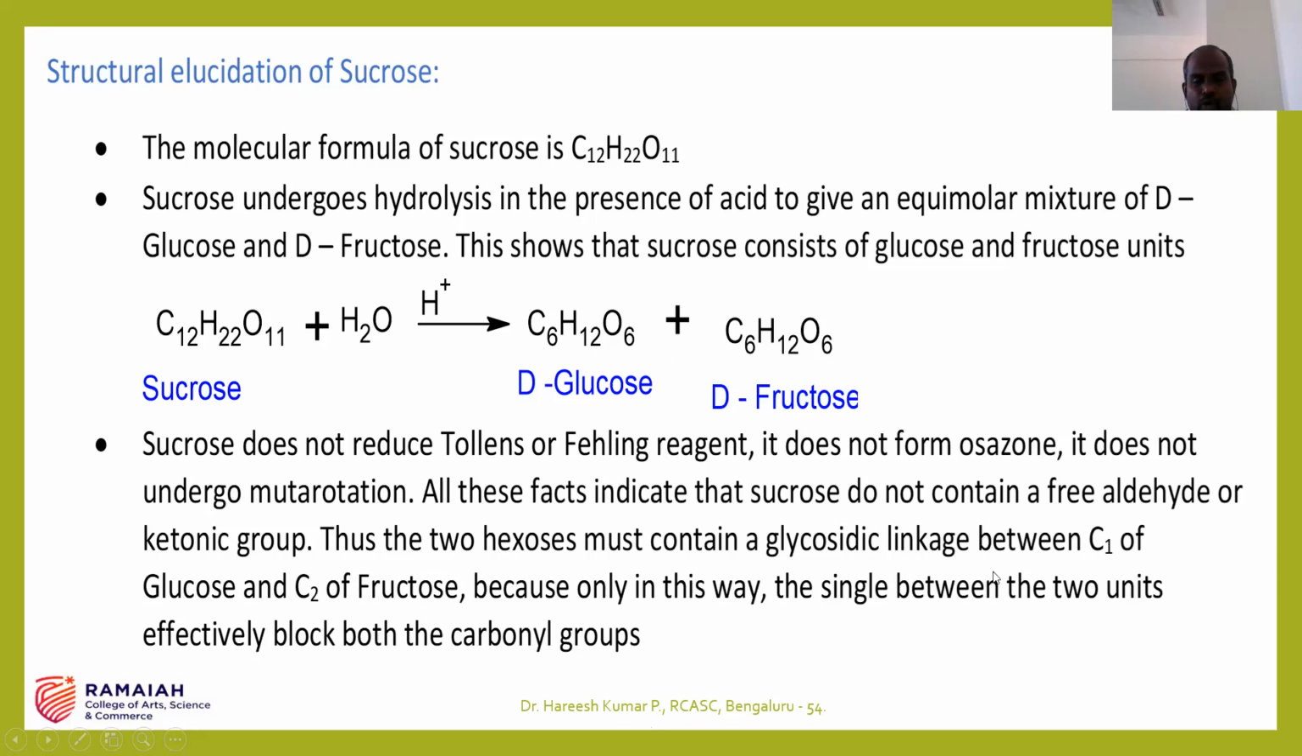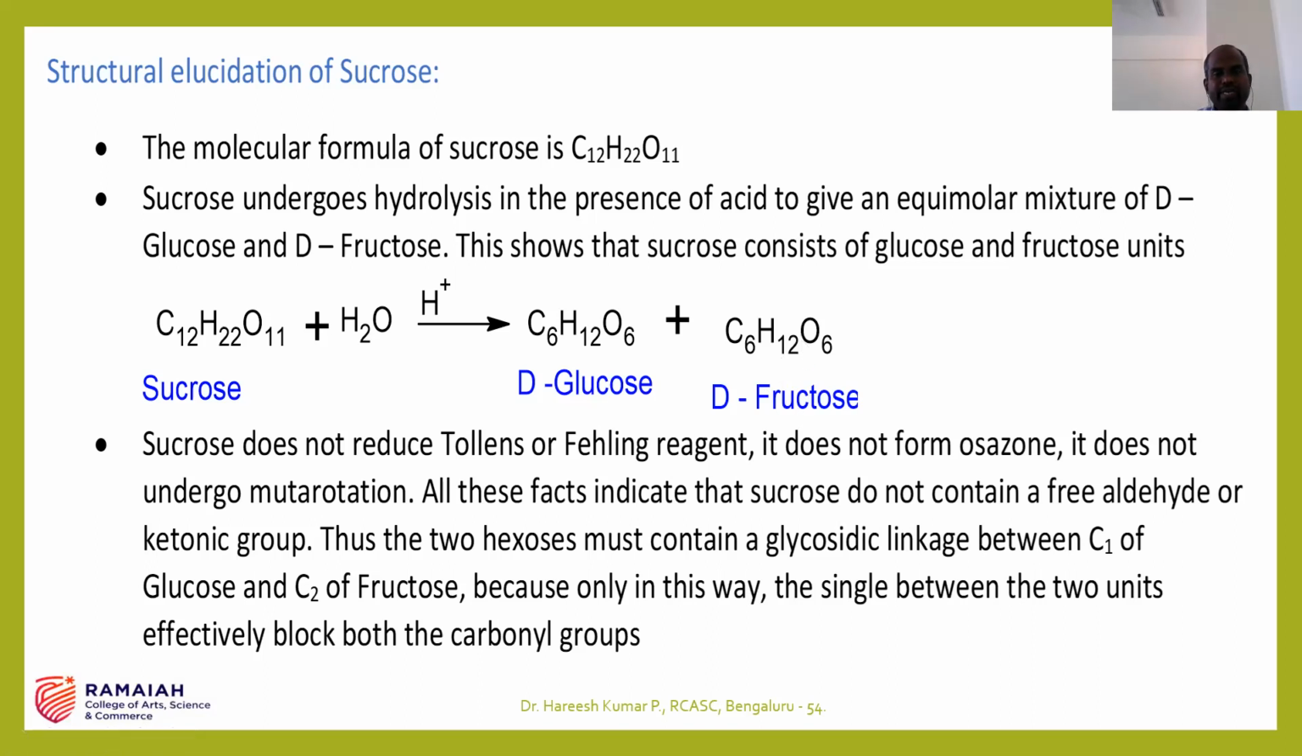More particularly, C1 of the D-glucose is involved in a glycosidic linkage and C2 of the fructose is involved in a glycosidic linkage. That is the reason there is no free ketone in fructose and no free aldehyde group in glucose. Because only in this way, the linkage between the two units effectively blocks both the carbonyl groups. Here, carbonyl group means the aldehyde group present in glucose and the C=O group present in fructose.